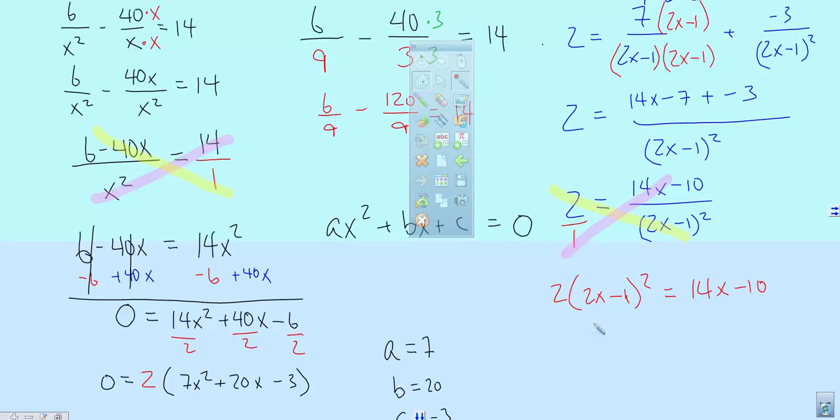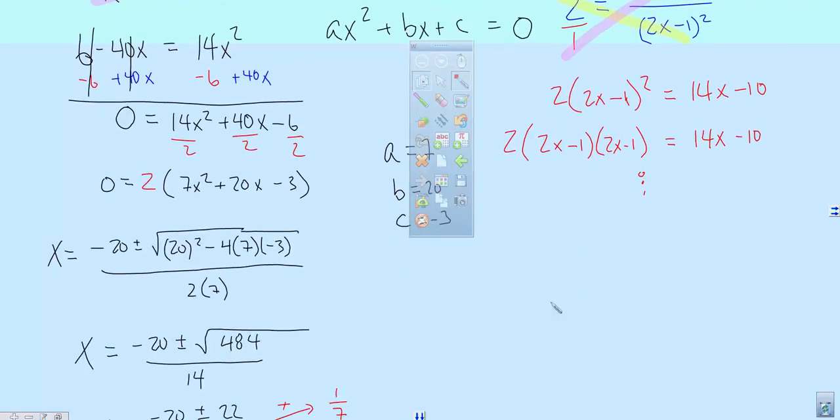I am going to tell you, though, that you are going to need to FOIL this. So you will need to do 2x minus 1 times 2x minus 1 equals 14x minus 10. And then at that point, just like we did over here, once you get all of this FOILed out, you'll have to move everything to one side, so that essentially on this side you'll have ax squared plus bx plus c equals 0, and then you'll be able to use your quadratic formula to solve.